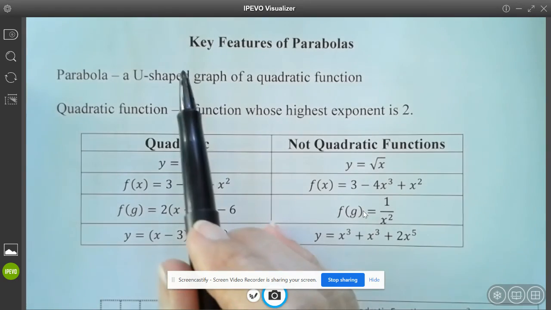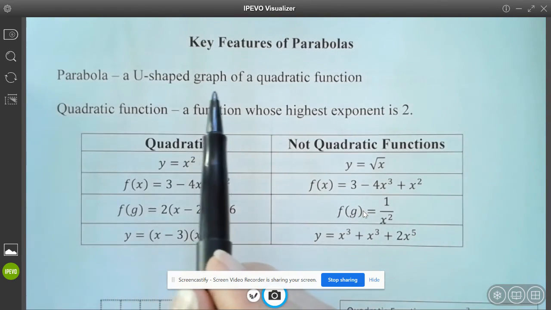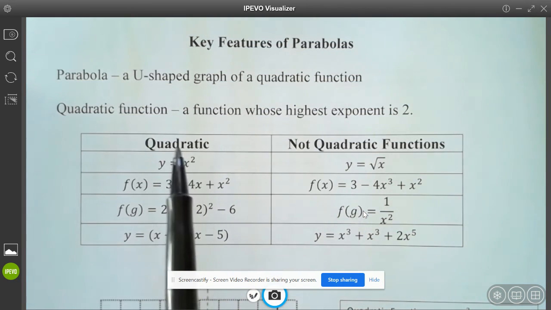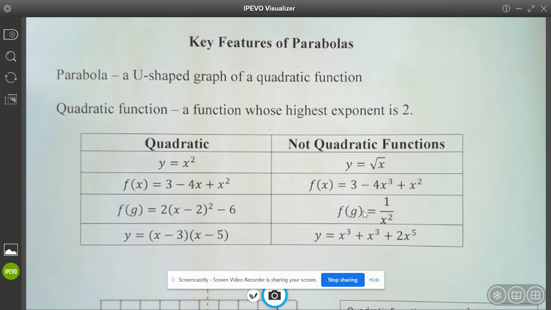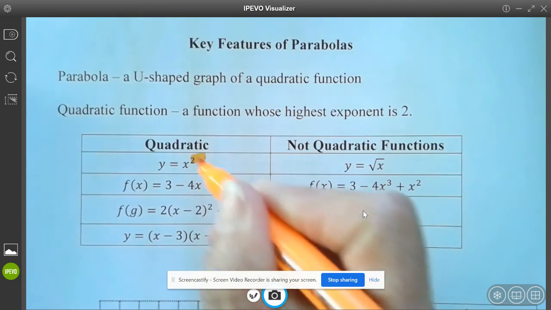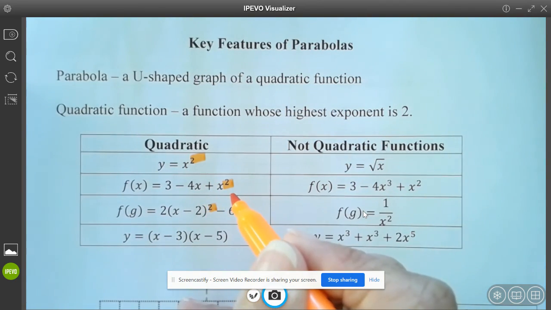So what we went over this week was the key features of parabolas. A parabola is a U-shaped graph of a quadratic function. Here's what a quadratic function is, and here's what it's not. Looking at the results of the video that you watched, some of you were still a little confused. So a quadratic function is where the highest exponent of any of the terms is 2.